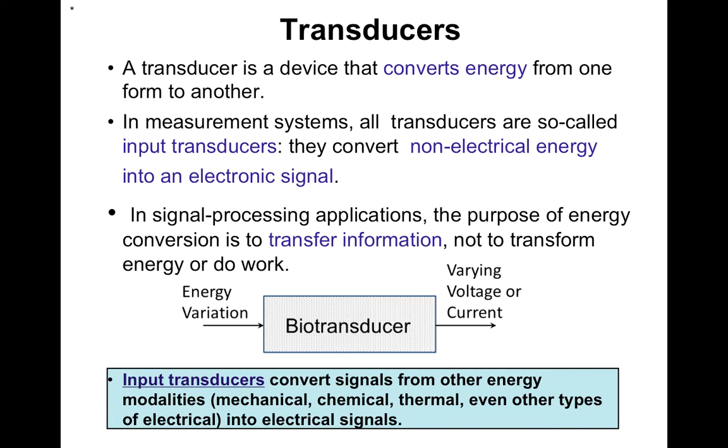So input transducers convert signals from other energy forms. And I should point out that sometimes these other energy forms even include other types of electrical energy. So the brainwave signal, for example, is an electrical signal. And so we're converting basically dipole oscillations within the brain, magnetic dipole and electric dipole oscillations within the brain, into voltages that come out of the sensor. So that would be the transducer phase.